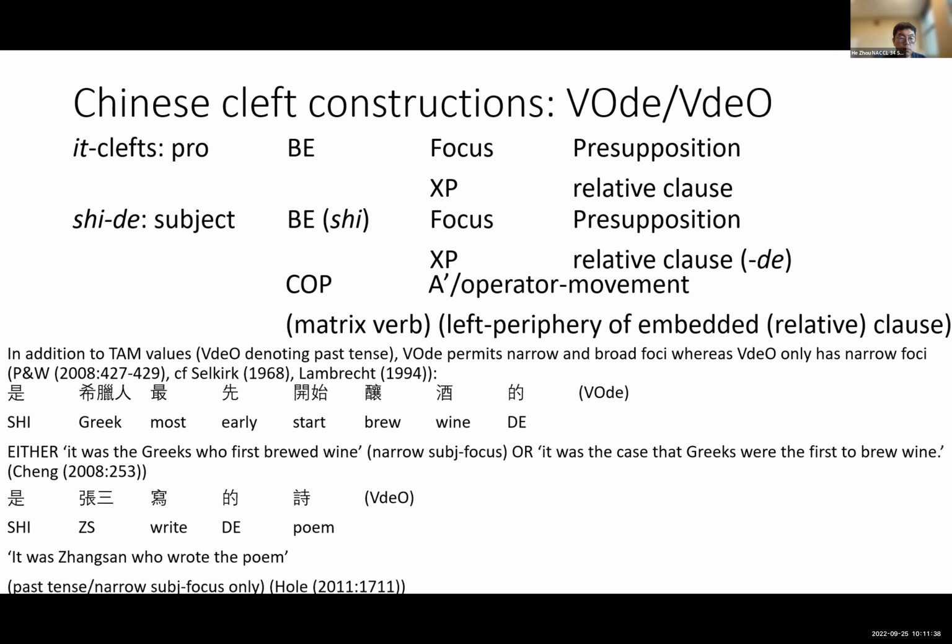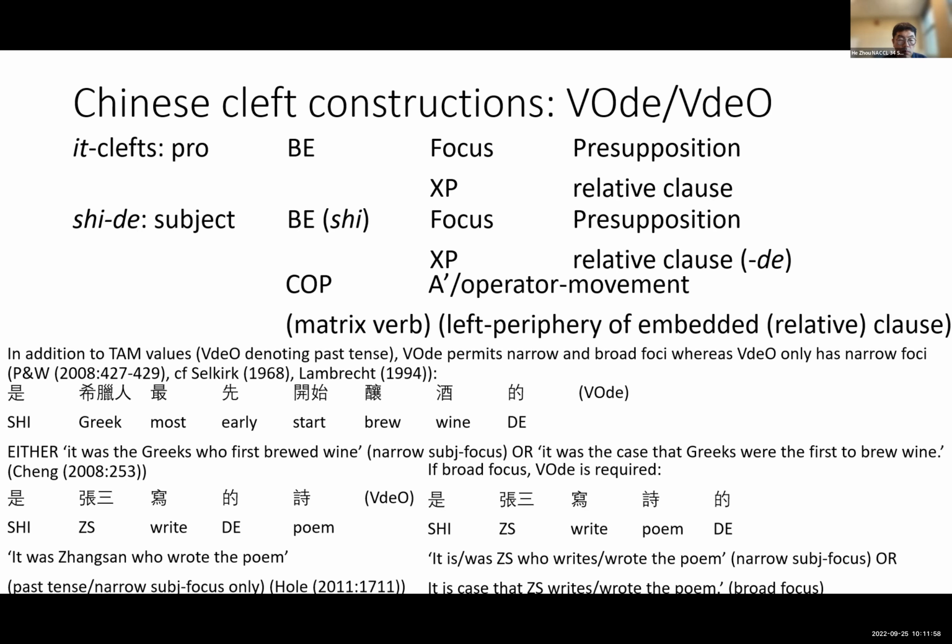With VdeO, however, we don't have this kind of ambiguity. So, for example, 张三写的是, this could only have narrow focus, so focus on the subject. This does not have broad focus, as we have in the previous example. If you want to have broad focus to make this into some kind of assertion, we would have to use VOde. So 是张三写是的. This is the case that Zhang San writes or wrote the poem. So VOde can have broad focus, whereas VdeO only has narrow focus.